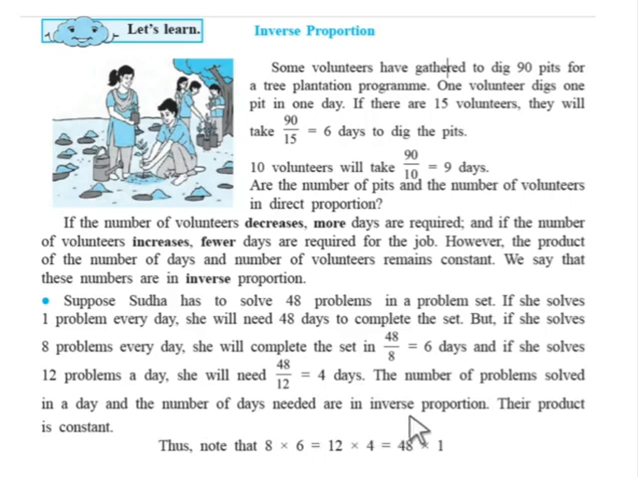Here again, you will see that the product of the number of problems solved every day and the number of days remains constant. Here, if you see, 8 sixes are 48, 12 fours is also 48. From the above example, we note that the product of the number of problems solved in a day and the number of days is the same. That is, it remains constant.